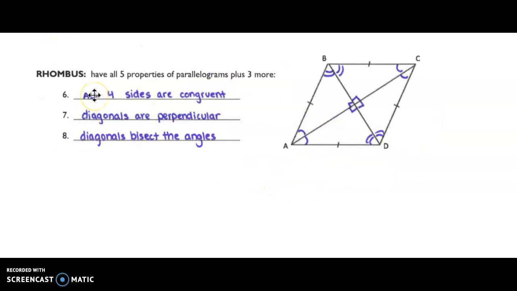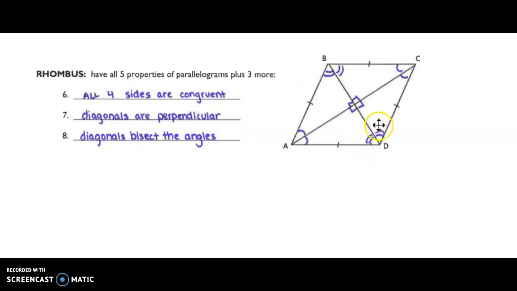Okay, next up we have rhombus. Again, a rhombus is a specific type of parallelogram, meaning the opposite sides are parallel. You have all of the properties, and then plus 3 more, all right? All 4 sides are congruent, just like a square, okay? The diagonals are perpendicular, right? And the diagonals bisect the angles, okay?